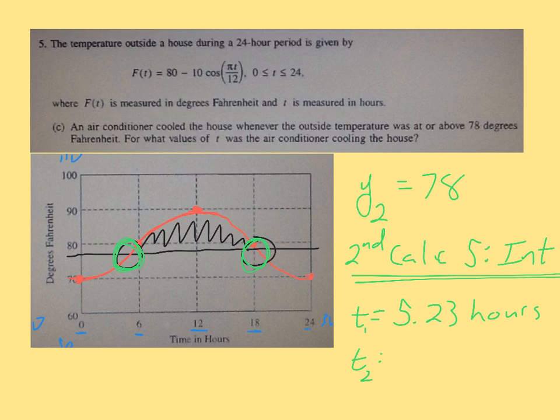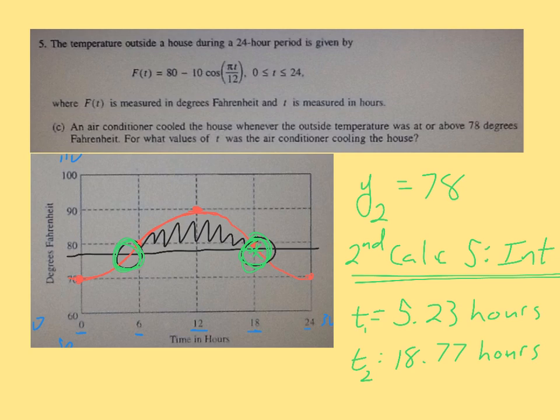I have my 2 functions, but again, when it comes to guess, I'm going to make sure I scroll over and get my cursor somewhere close to this one here. And when you're done, it'll put the cursor where it's giving you the answer. So we've got to make sure it's giving me this one and not just 5.23 again. Now I have 18.77 hours.